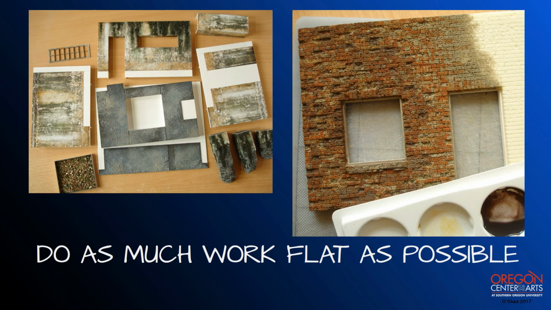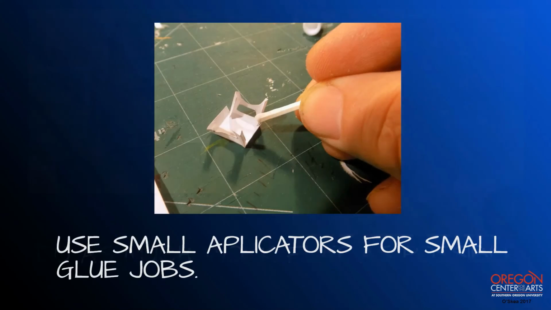And you also want to do as much work flat as possible. So don't try to assemble your model and then paint it by reaching through your proscenium arch. Don't try to stick a little shelf on the wall or whatever. Do as much as you can flat and then assemble it. And then all you're doing is reaching through the proscenium arch to do little touch-ups where it didn't quite overlap right. So lay everything out, cut everything out, do all the work that you can, and then assemble after it's all done. And use small applicators for small glue jobs.